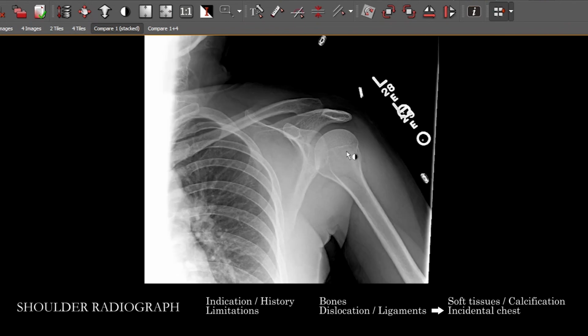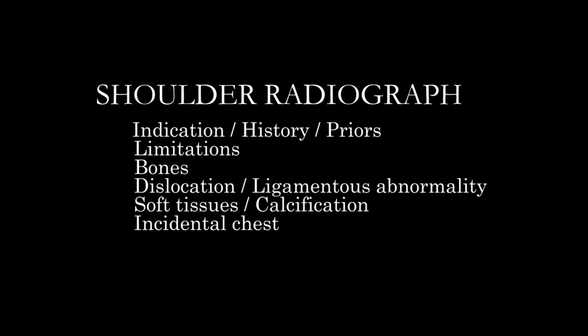In addition to looking at what we're imaging, frequently we're just focusing on the osseous structures of the shoulder. So as a recap, with a shoulder radiograph, you're going to get a sense of what's going on with the patient, and then be careful to look at the bones, look for dislocation and ligamentous abnormalities. We're going to look in the soft tissues for abnormal lucency or calcification, and then make sure that we don't forget to look at the incidentally imaged chest for any sort of incidental abnormalities.